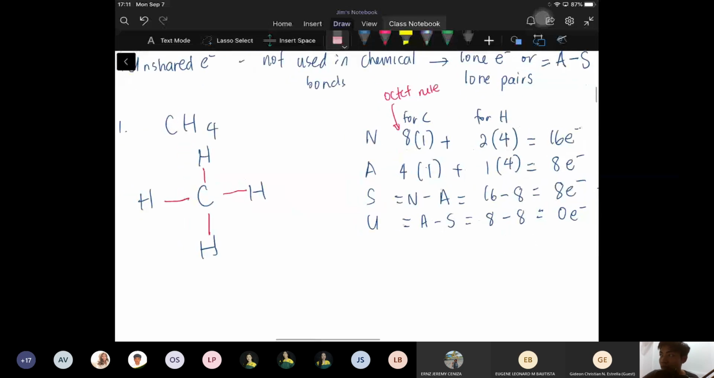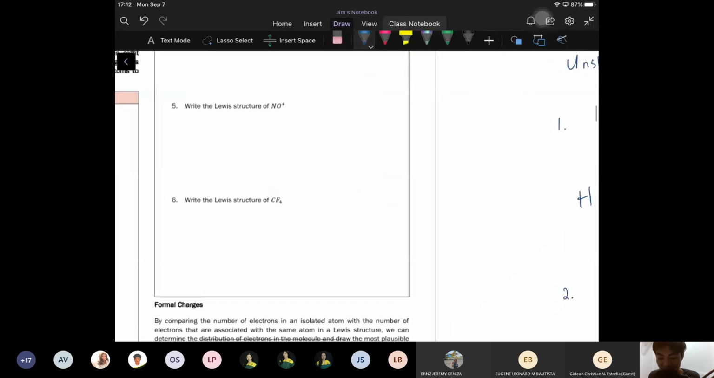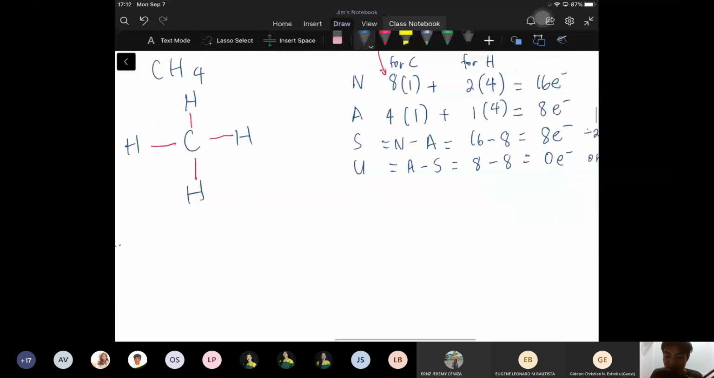So the good thing also with NASA rule is that you can check. You can verify kung na-satisfy mo na ba yung requirement for the octet rule. Na-check mo, okay na ba siya? 8 dapat kay carbon. So bilangin mo yung nakapalibot kay carbon. 8 na. Hydrogen, bilangin mo, 2. Okay. So tapos ka na. So you're done with the structure. So mukhang madali lang, no? Siyempre, bigay pa tayong isa pang example. Mamaya kayo naman, akala nyo ako lang. CF4.